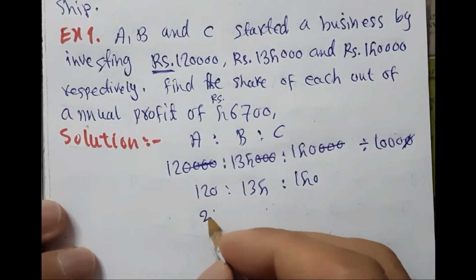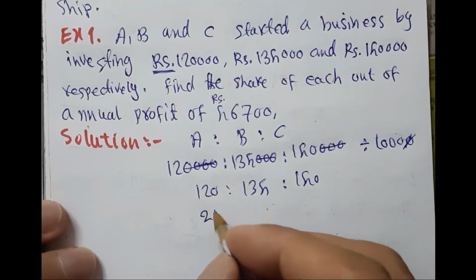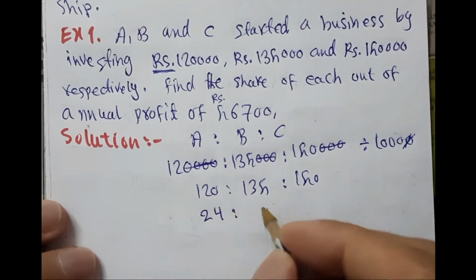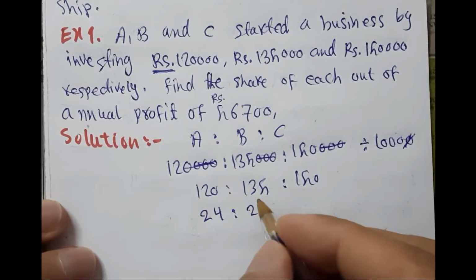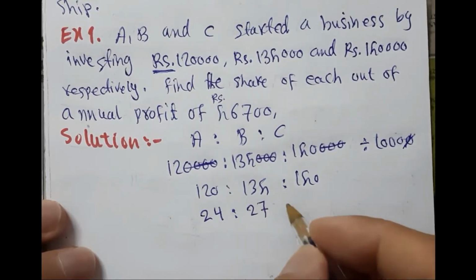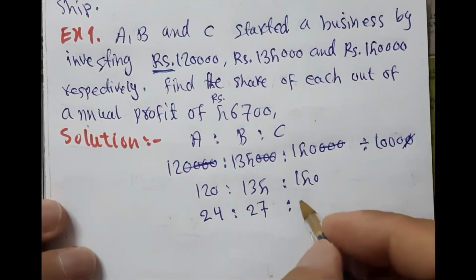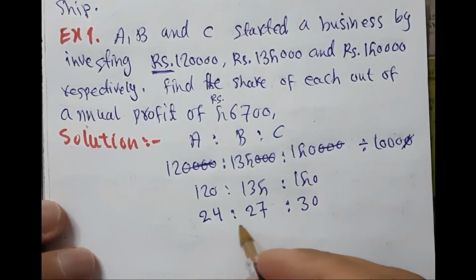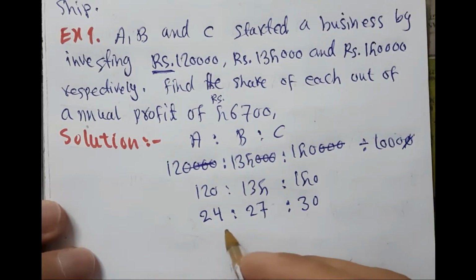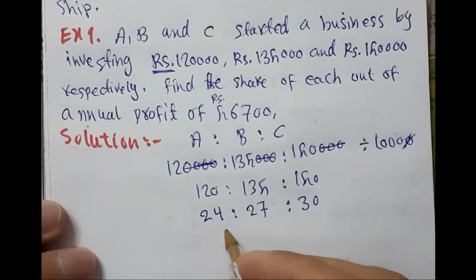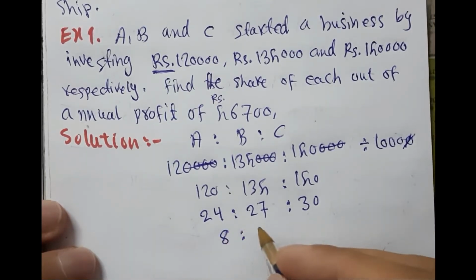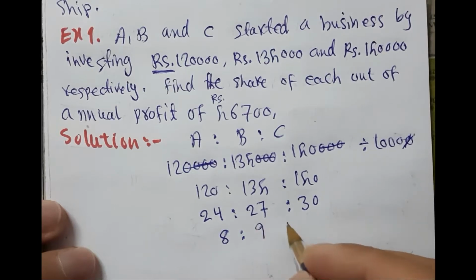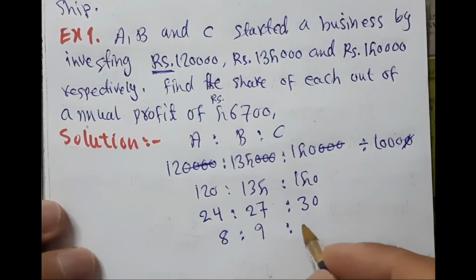12 divided by 5, 2 times. 20 divided by 5, 4 times. 27, 30 and so on. Again we can divide by 3. 24 divided by 3, 8 times. 27 divided by 3, 9. 30 divided by 3, 10.